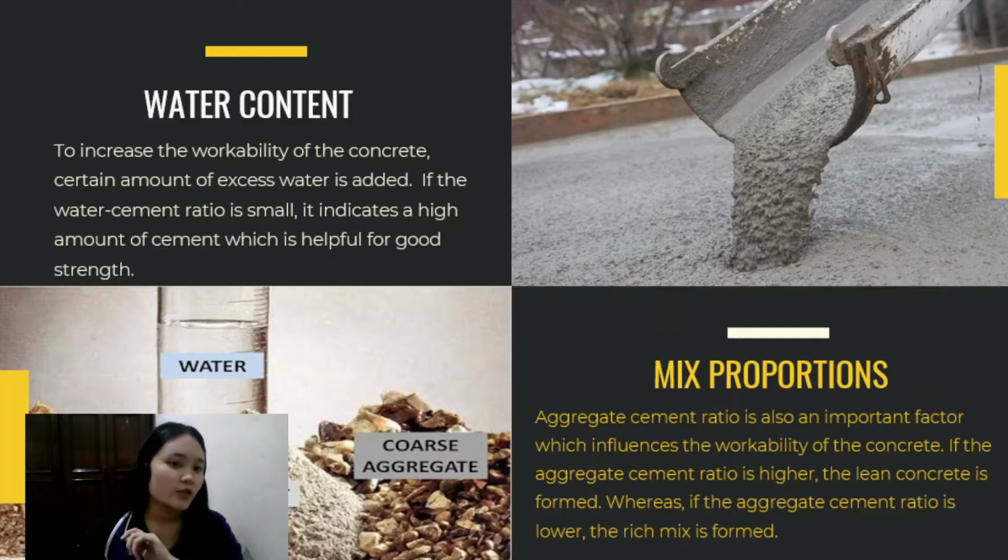Next is mixed proportions. Aggregate cement ratio is also an important factor which influences the workability of the concrete. If the aggregate cement ratio is higher, the lean concrete is formed. In this case, less quantity of paste yung available for providing lubrication. Hence, workability is reduced. Whereas if the aggregate cement ratio is lower, rich mix is formed. In this case naman, more paste is available to provide lubrication. Hence, better workability of the concrete is observed.